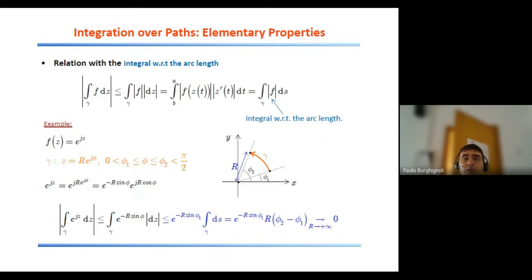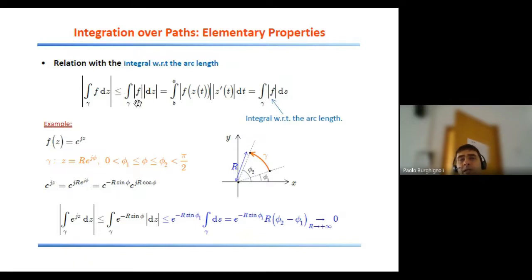Now, it's interesting also to explore the relation of this integral with respect to a different kind of integral, which is the integral with respect to the arc length. And to examine this, consider the absolute value of the integral we have discussed so far, here on the left. Now, as you know from elementary properties of the Riemann integral, the absolute value of an integral is less than or equal to the integral of the absolute value. So if you move the absolute value inside the integration sign, you get this inequality.